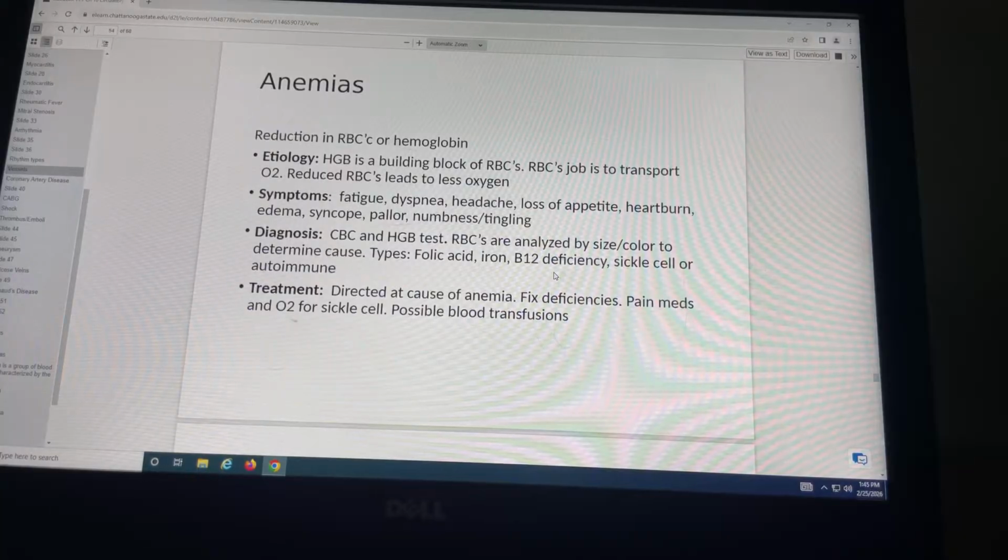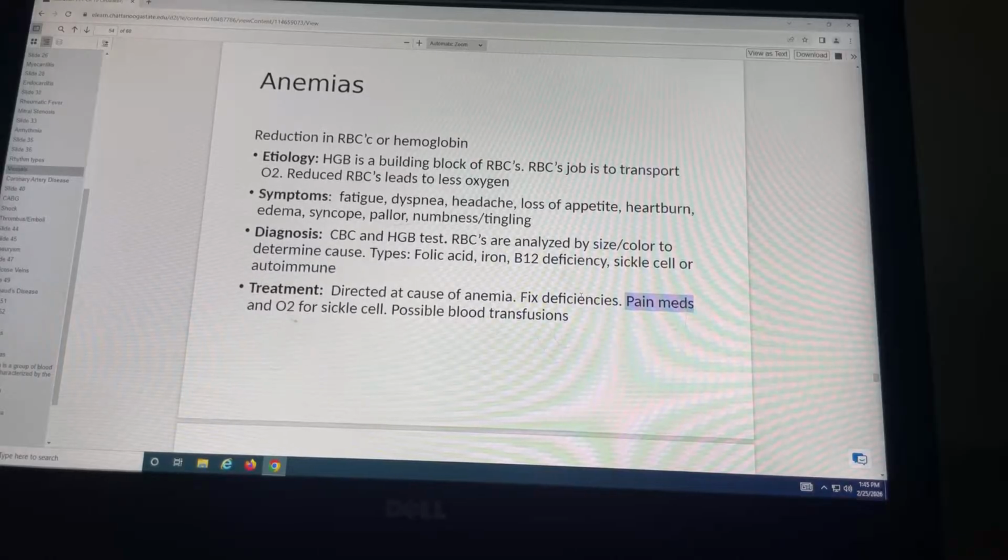I just want you to know what anemia is, right? It's the lack of red blood cells, and that can be from multiple different problems, right? Does that make sense? Okay, so again, treatment-wise is going to be directed at the cause. So if it's a deficiency, fix the deficiency. Pain meds are going to be a very big thing for people with sickle cell, just because it hurts really bad.